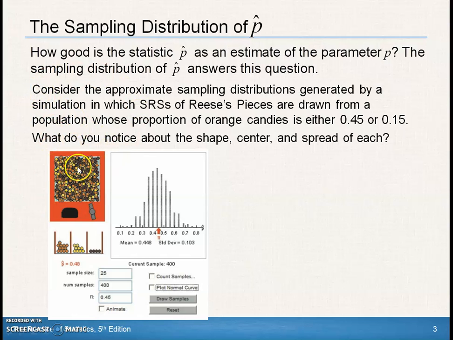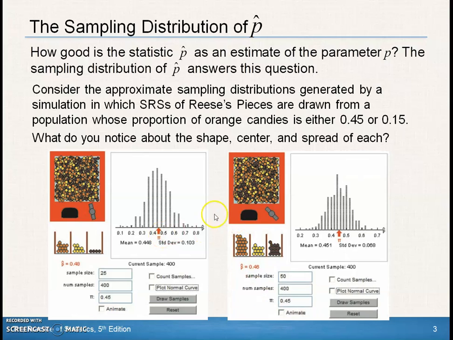sampling. So if you have this machine and you get a bunch of these, the yellows, the orange, and the brown, then the question is, how many of these are orange? If we know the population parameter is 0.45, and we take a sample of 25 of these, and we do that 400 times, then you get this distribution. And right in the middle, it looks like it's 0.45 or something very close.